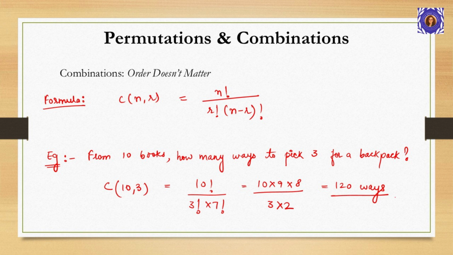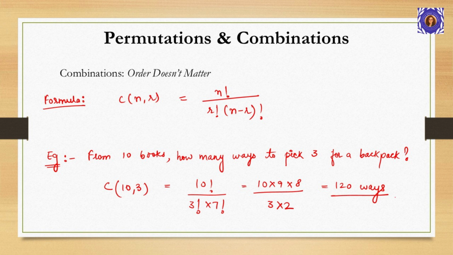From 10 books on your shelf, how many ways can you choose 3 books to pack in your backpack for a trip? Here, it doesn't matter whether you pick book A first or book B first. What matters is which 3 books you end up with. The calculation goes: C(10,3) equals 10 factorial divided by 3 factorial multiplied by 7 factorial. And the output you get is 120 ways.